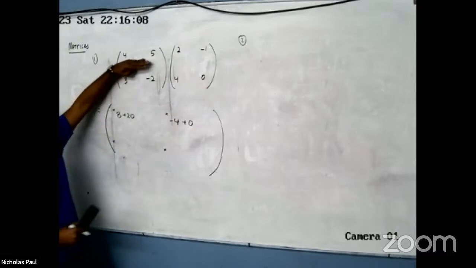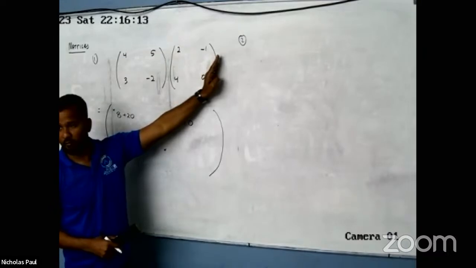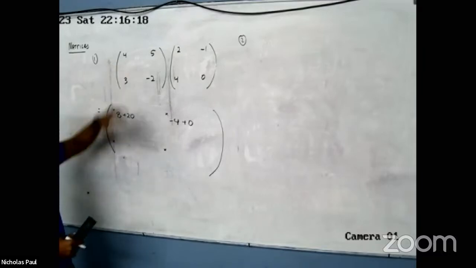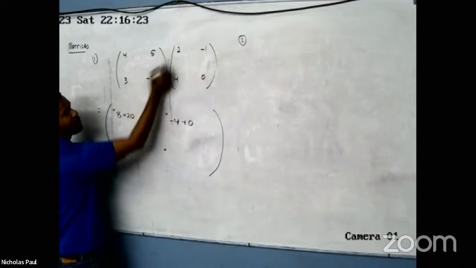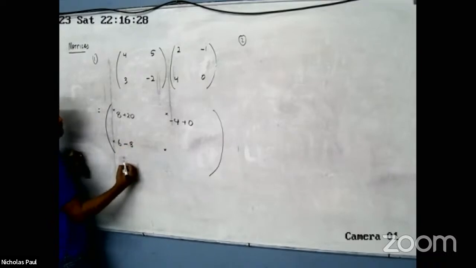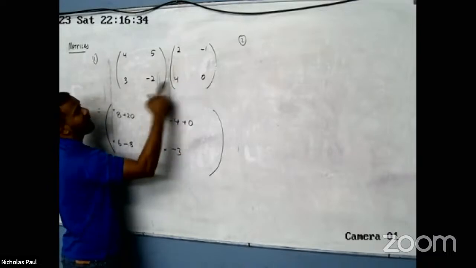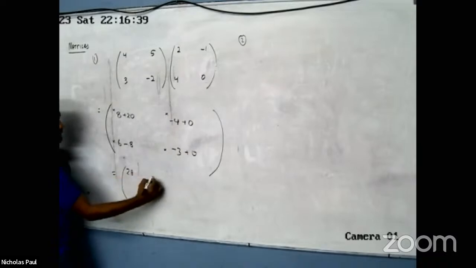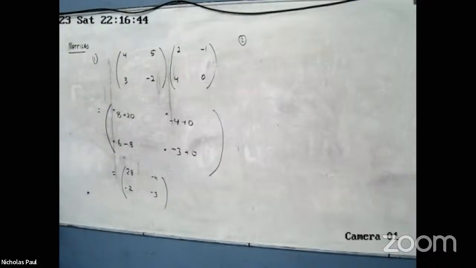Right? So I took the first row and I multiplied by 2 columns. That's okay? So I finished with the first row now. So I did the first row by all the columns. Now I'm going to the second row and all the columns. 3 by 2, that's 6. Minus 2 by 4, that's minus 8, right? Row by column. 3 by minus 1, minus 3, minus 2 by 0, 0. So the final answer is 28, minus 4, minus 2. See that?